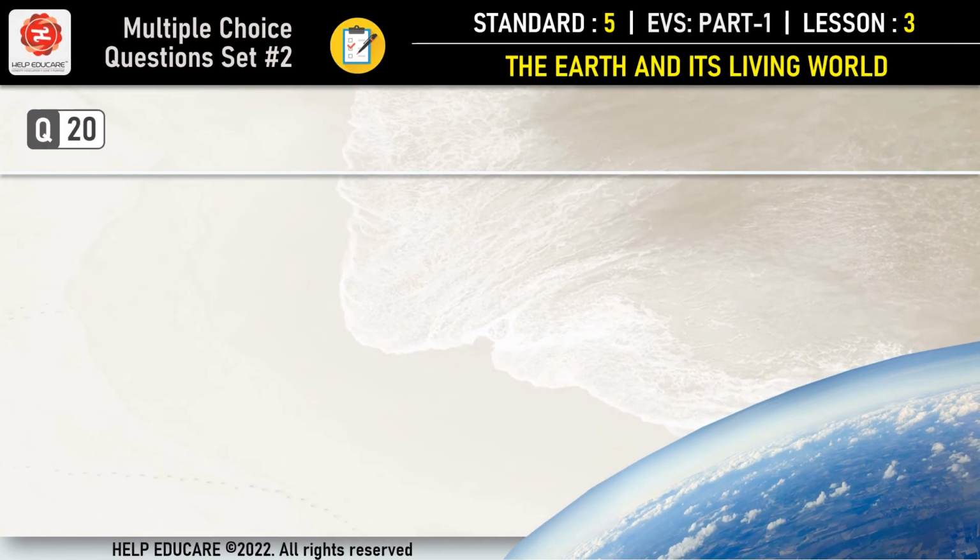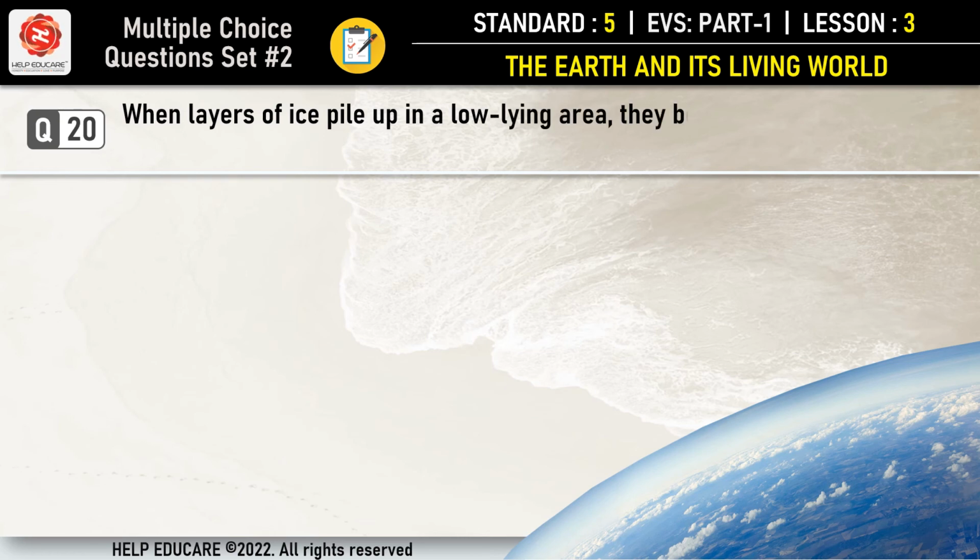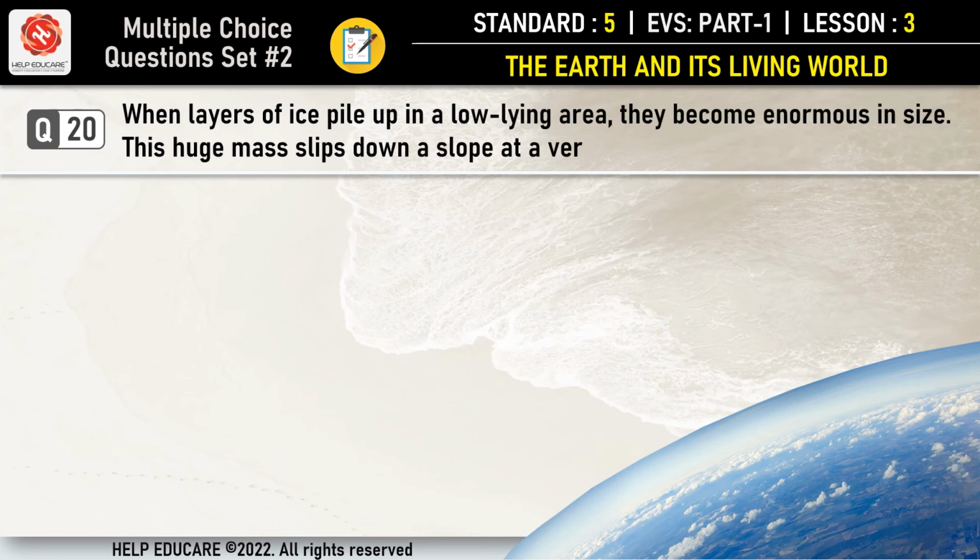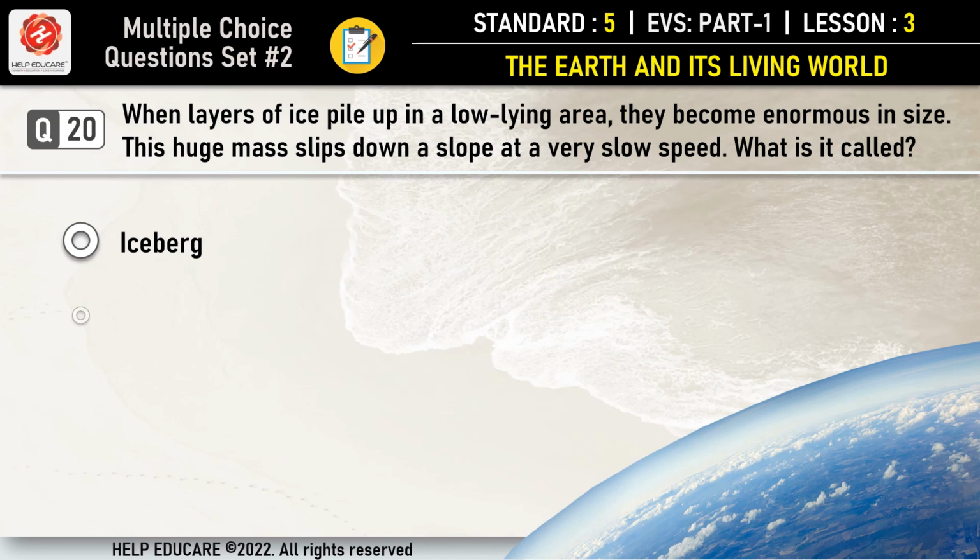Question number 20. When layers of ice pile up in a low-lying area, they become enormous in size. This huge mass slips down a slope at a very slow speed. What is it called? First option, iceberg. Second option, glacier. Third option, snow.